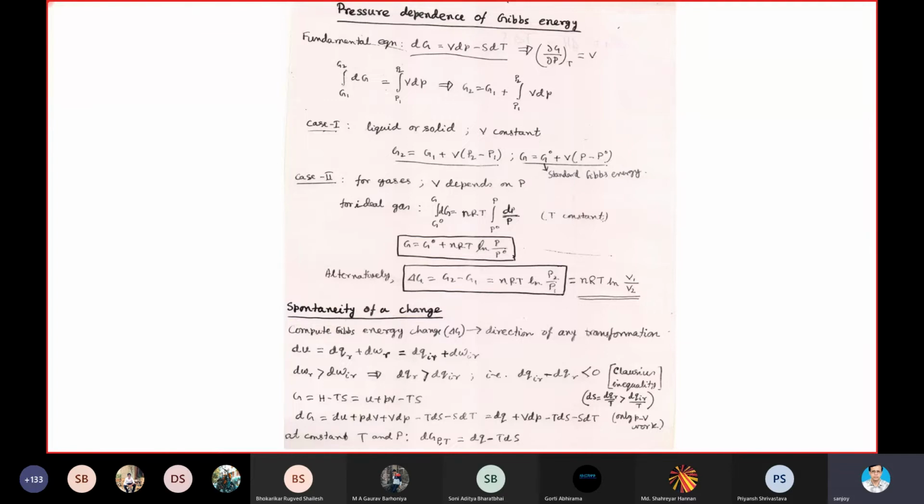So what I'm trying to say is, whenever you are measuring delta G for a process, remember you have to carry it out at a particular pressure and temperature. This is very, very important. For spontaneity we always say delta G is less than 0, but it is always delta G at constant pressure and temperature. You should keep that in mind.